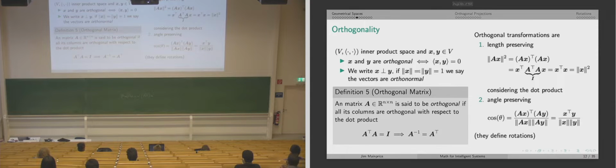Second property is that it's angle preserving, and that's the same derivation. We use the same trick. We have our definition of what an angle is. We apply the same trick here, and then what we get is that the angle between the original vectors is the angle between the transformed vectors.